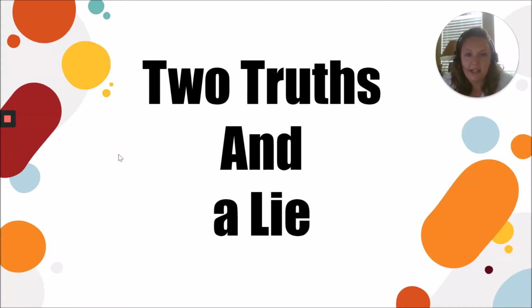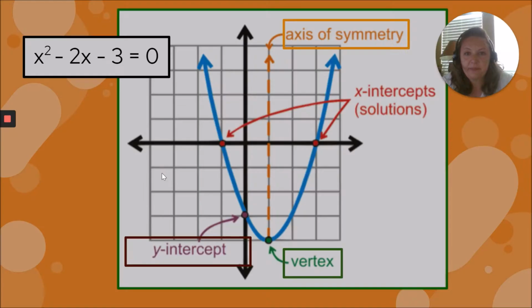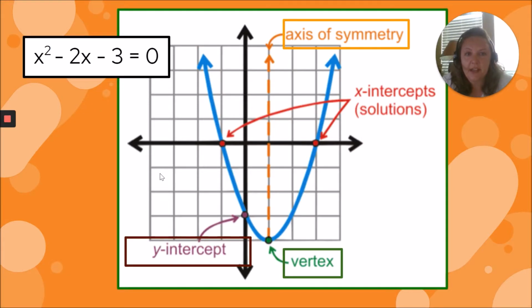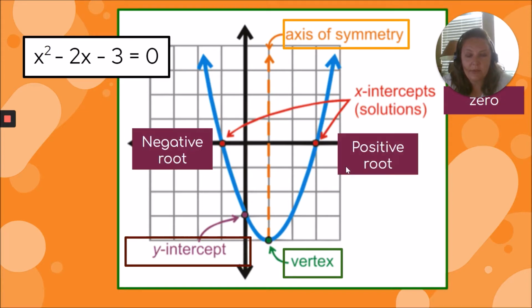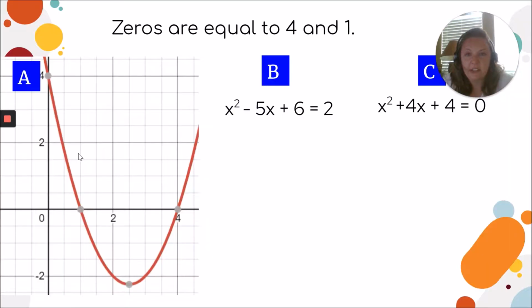Truth and a lie, quadratics number 2. A review of quadratics. Here are all the bits and pieces of what you see when you look at a graph. And remember, whenever we're solving a quadratic equation, we're solving for these zeros, these x-intercepts, or sometimes they're also called roots. So let's take a look at the first one.